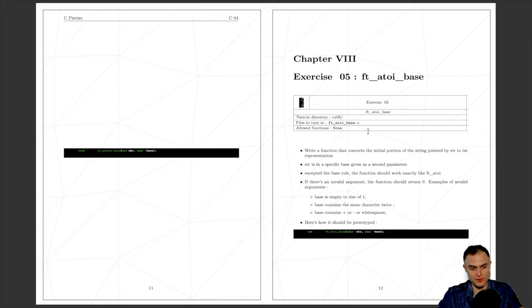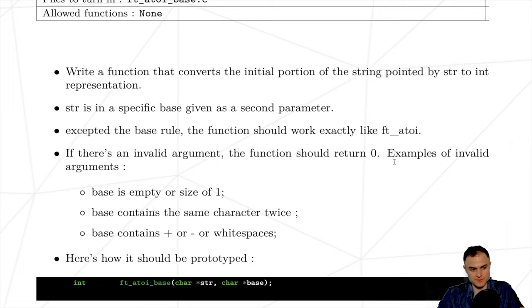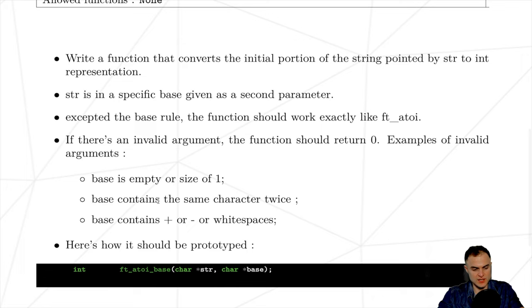So this time we have to write a function that converts the initial portion of the string pointed by str to int representation. str is in a specific base given as a second parameter. Accepted base rule, the function should work exactly like the atoi function. Okay, and then we have some constraints. For example, base is size 1 or minus, the base contains the same char twice, or the base contains plus, minus, or white spaces. All right.